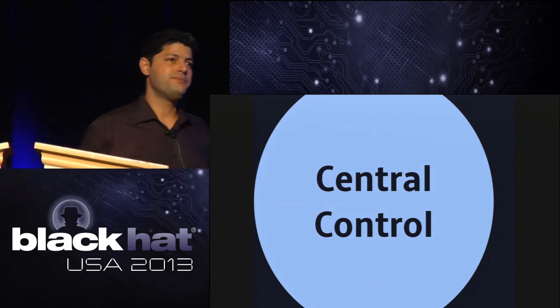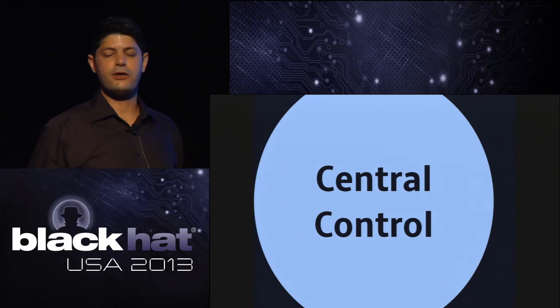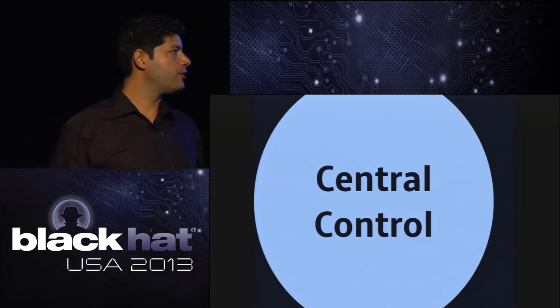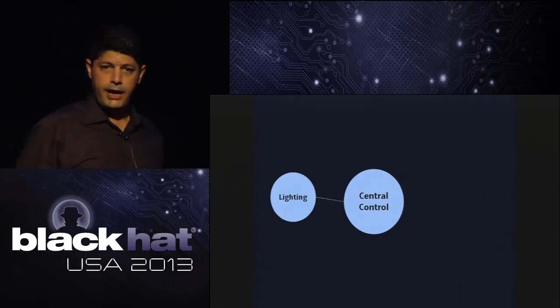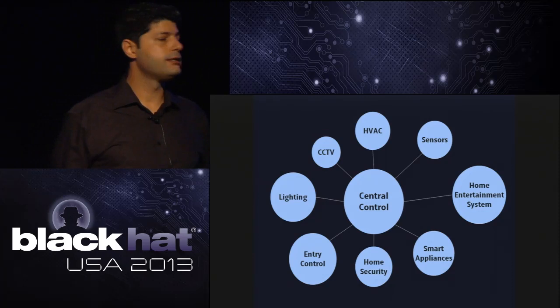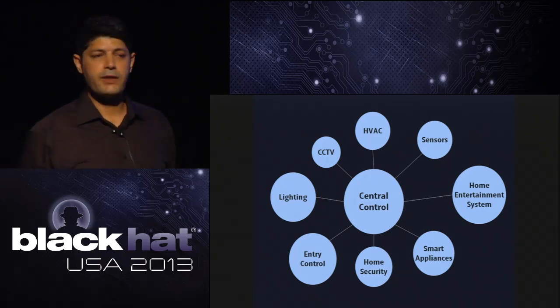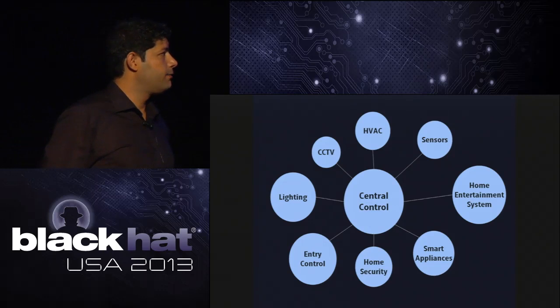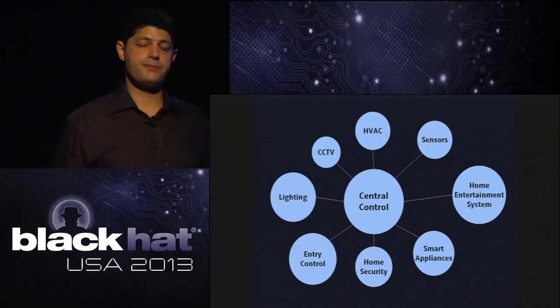So, home automation. I won't talk too much about this because I'm pretty sure that most of us are aware. We have a central control sitting at the heart of the system, and around that we have various devices from lighting control, sensors, temperature control, entry, security, etc. And this kind of system brings in a lot of advantages.